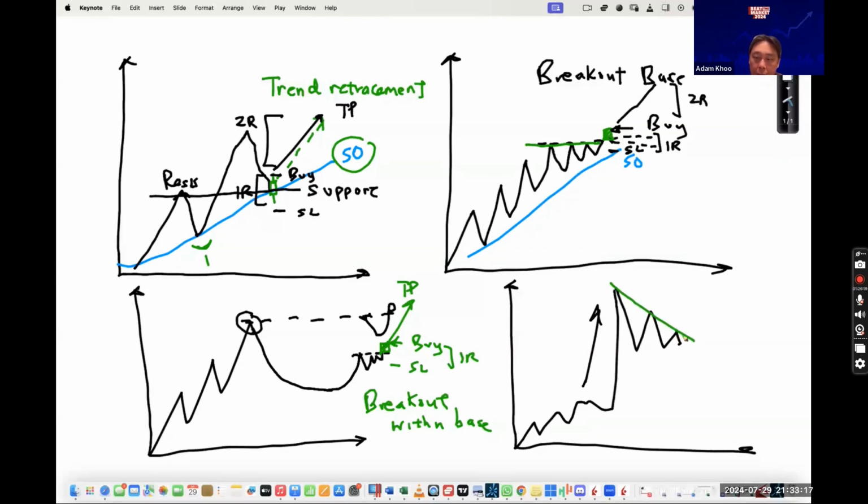This is called a flag breakout. That's right. And then when it breaks this flag, you buy there, stop loss there, you take profit somewhere there. Okay, this is called the flag breakout.